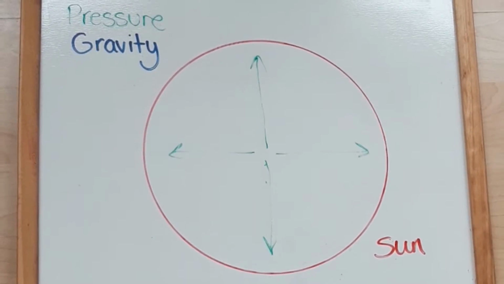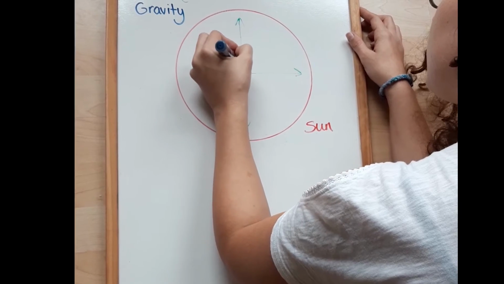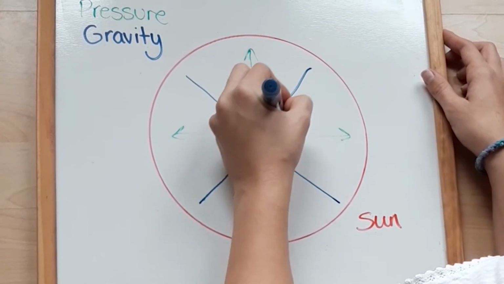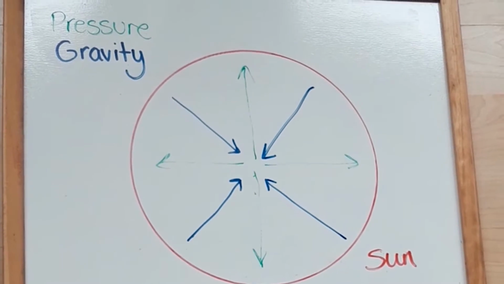Now, to combat this, the sun is also really massive. And here that means really heavy as opposed to really big. And that means that there's a big gravitational pull pulling all the outside parts inwards. These two forces, internal pressure and gravity, basically balance each other out and create a nice, almost perfectly round sun.